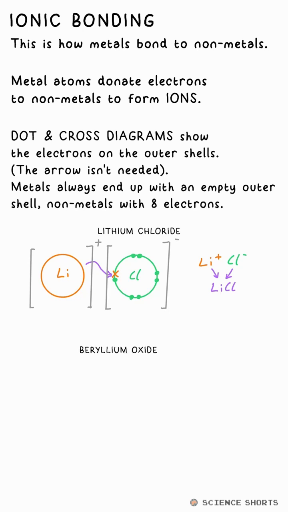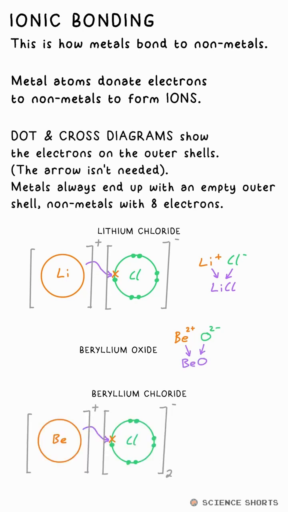Same with beryllium oxide, Be2+ and O2-. Beryllium chloride, on the other hand, well, the beryllium needs to lose 2 electrons while a chlorine only needs 1. So that means there must be 2 chlorines or chloride ions for every beryllium. So Be2+ and 2 lots of Cl- adds up to 0. So that means the chemical formula is BeCl2.